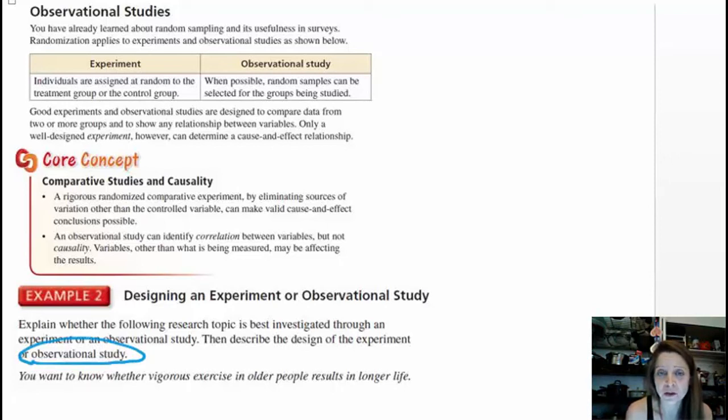We're going to randomly choose one group of individuals who already exercise vigorously, then randomly choose one group of individuals who do not exercise vigorously. We're going to monitor the ages of the individuals in both groups at regular intervals. And note, because we are using an observational study, you should be able to identify a correlation if one affects the other. So vigorous exercise affects a longer life, but not a causality. We can't say that one causes the other. We could just say that they are related, perhaps, depending on what the study shows.